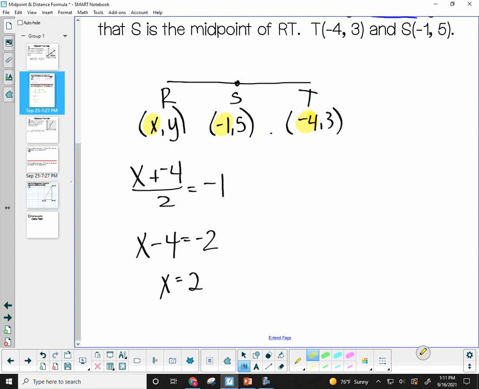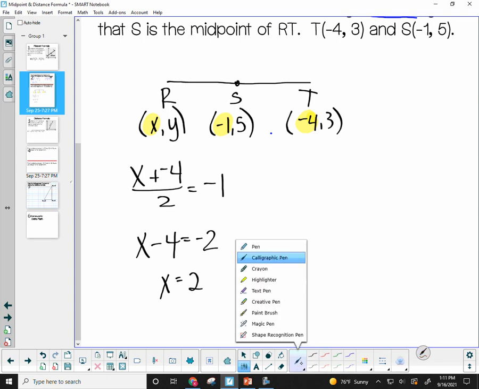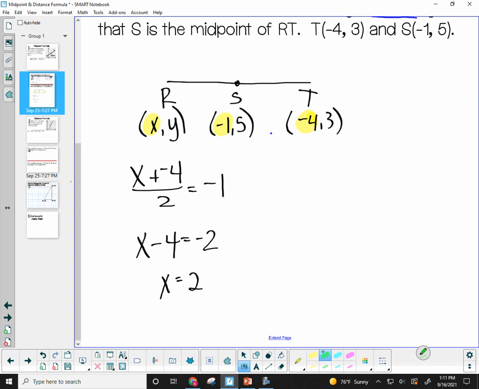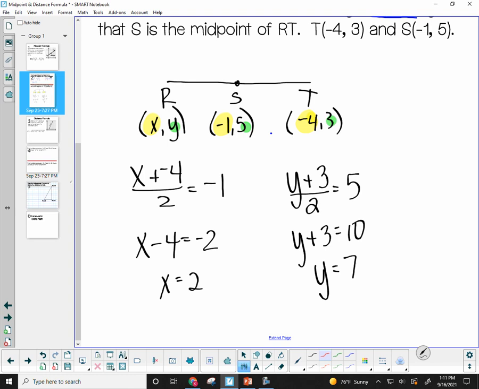Now let's do the same thing for the y's. They added together my two y coordinates, divided by 2, and got 5 as the y coordinate for the midpoint. So I would have y plus 3 divided by 2 equals 5. Multiply both sides by 2 to clear the fraction. I have y plus 3 equals 10. Subtract 3, I have y equals 7.